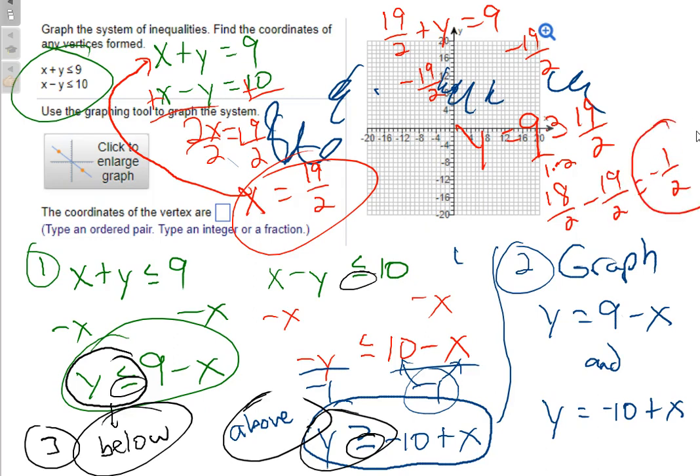So that'd be our y coordinate there. So we'll get y is equal to negative 1/2. So the vertex where they intersect each other, and this is where you want to type it in, is going to be at 19 over 2.